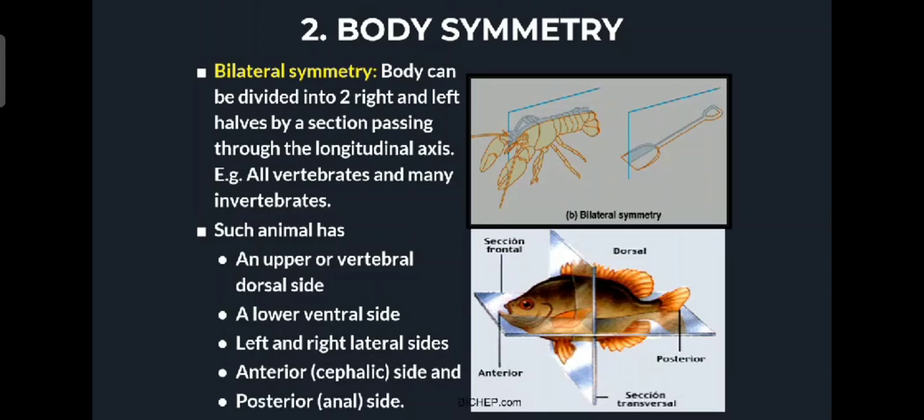For example, human beings also, longitudinally from head to leg, straight, if we cut the body into two, then it is the bilateral symmetry, two equal halves we will get, but only in one plane. So that is called as the bilateral symmetry.